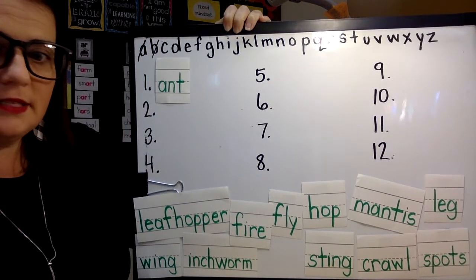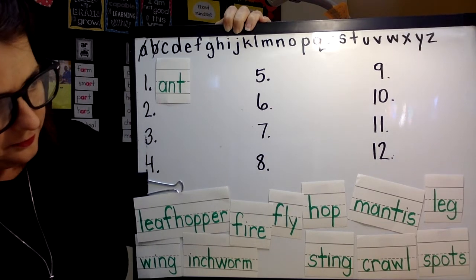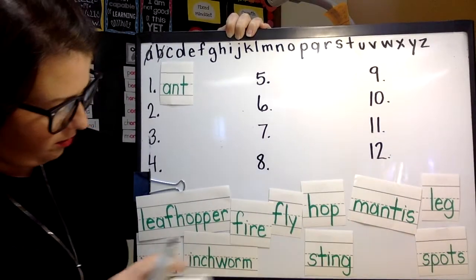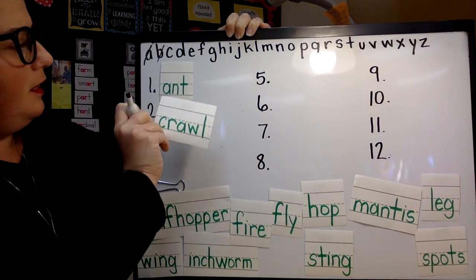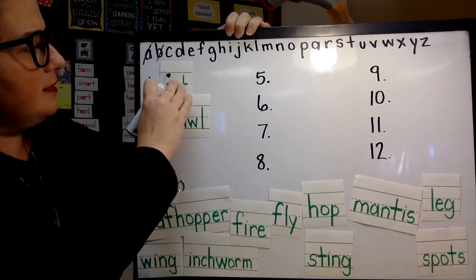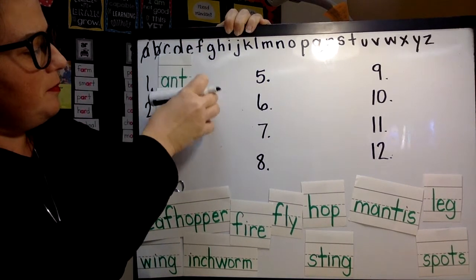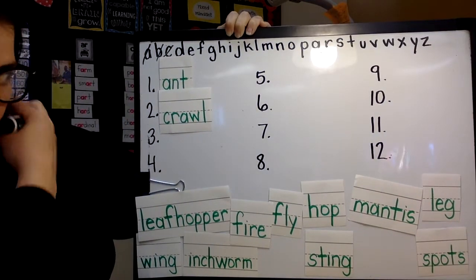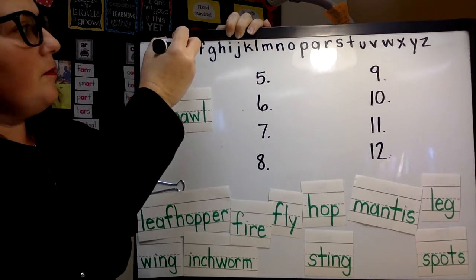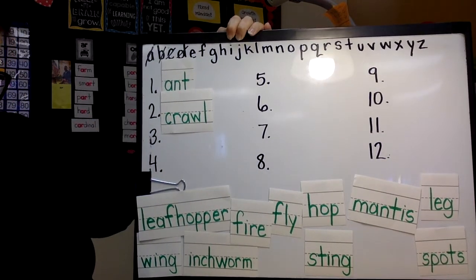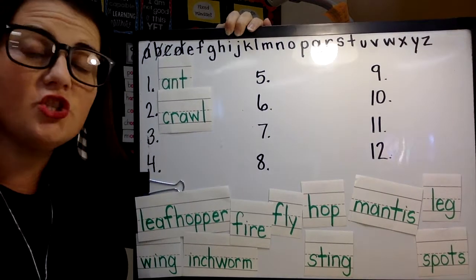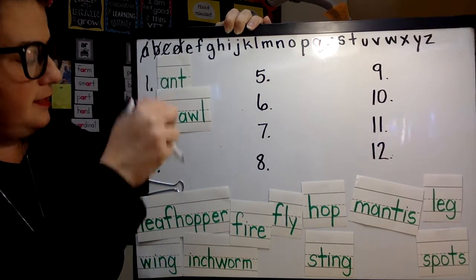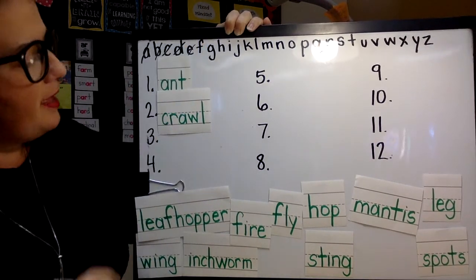All right, what about C? I see one way over here. It's the word crawl. Are there any other C words? Nope. So crawl will be next. We have to kind of cramp them up here. Okay, so we're done with C. What about the letter D? Nope. Mark it out. E? I see some E's, but no words that start with the letter E. The first letter of the word has to start with letter E. So no E's. What about F?